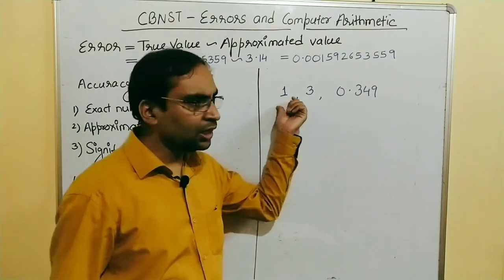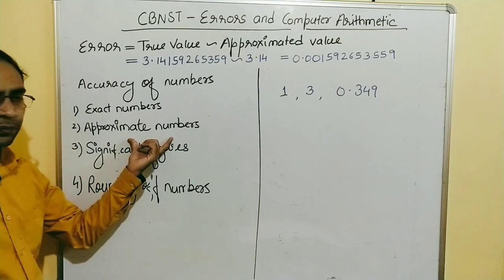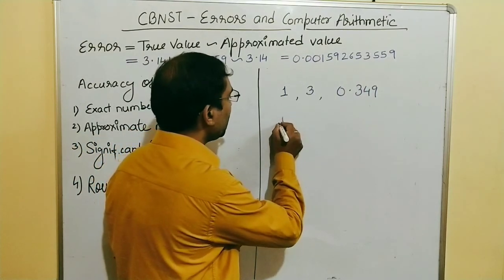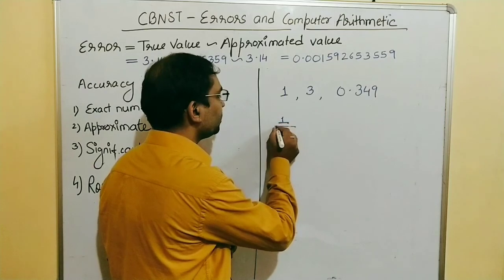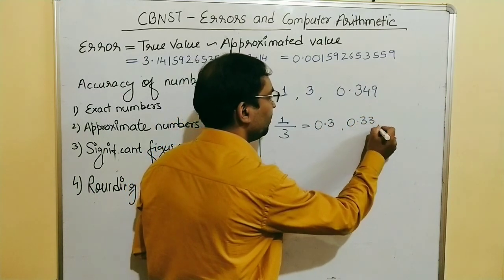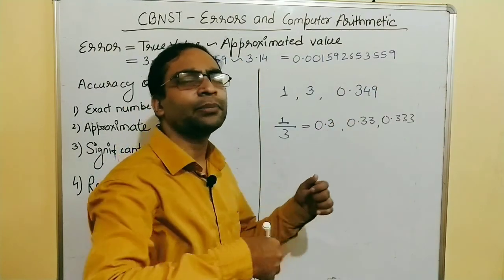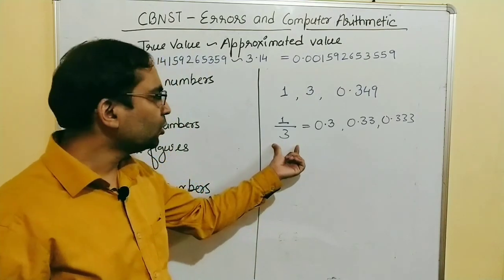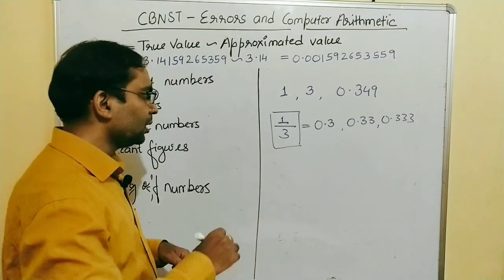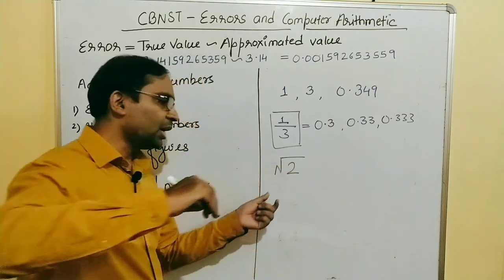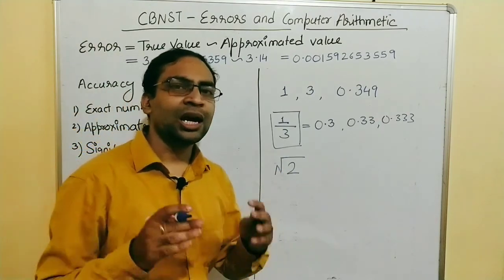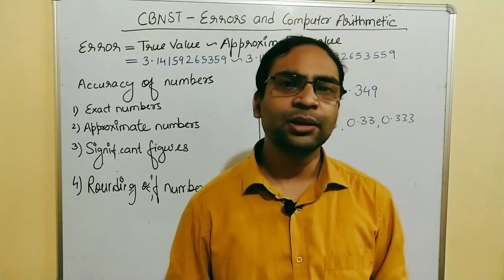Now let's understand what approximate numbers are. Obviously, the numbers which are not exact are termed approximate numbers. Let's see an example: 1 upon 3, that is 1 divided by 3. Someone could write this as 0.3, someone may write 0.33, someone may write 0.333, and someone may write something else. So we do not have the exact value of 1 upon 3, hence it is termed an approximate value. Another example is root 2, which also does not have an exact value, so it is an approximate number. The numbers which are not exact in their value are termed approximate numbers.